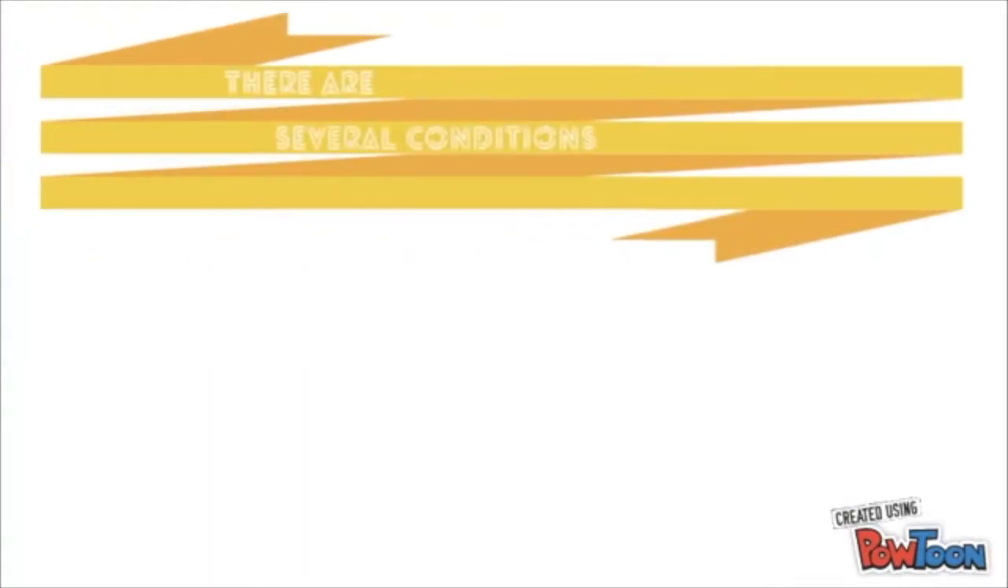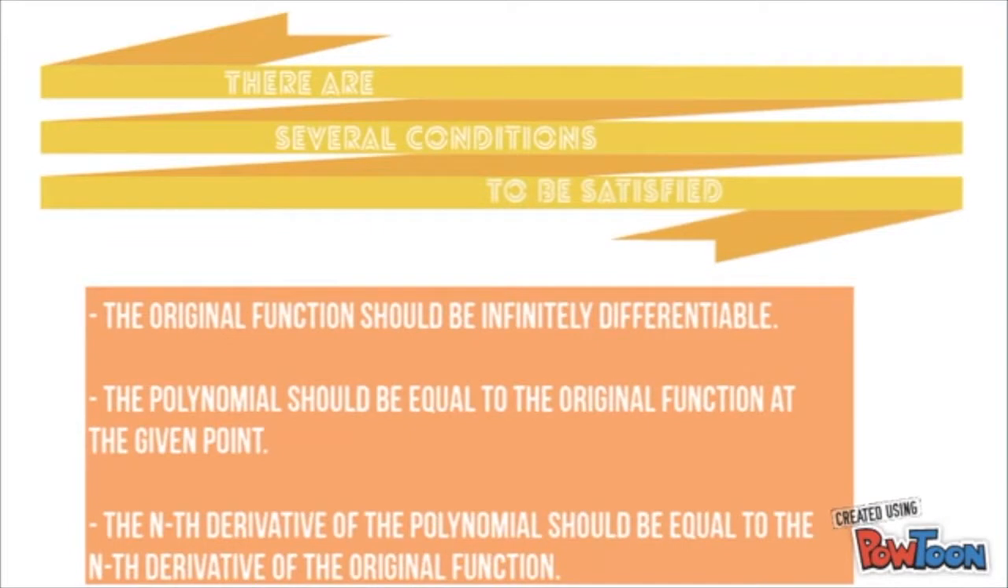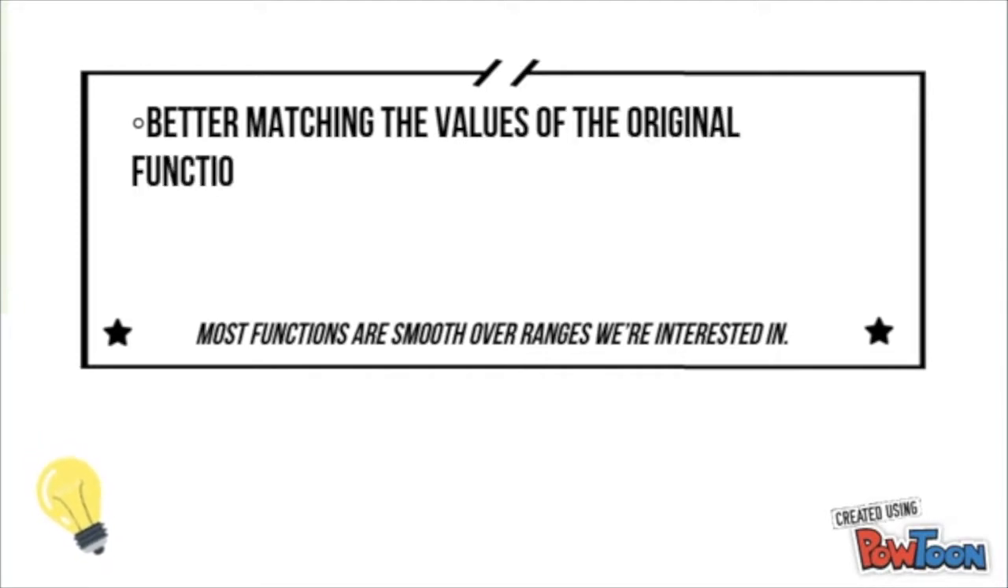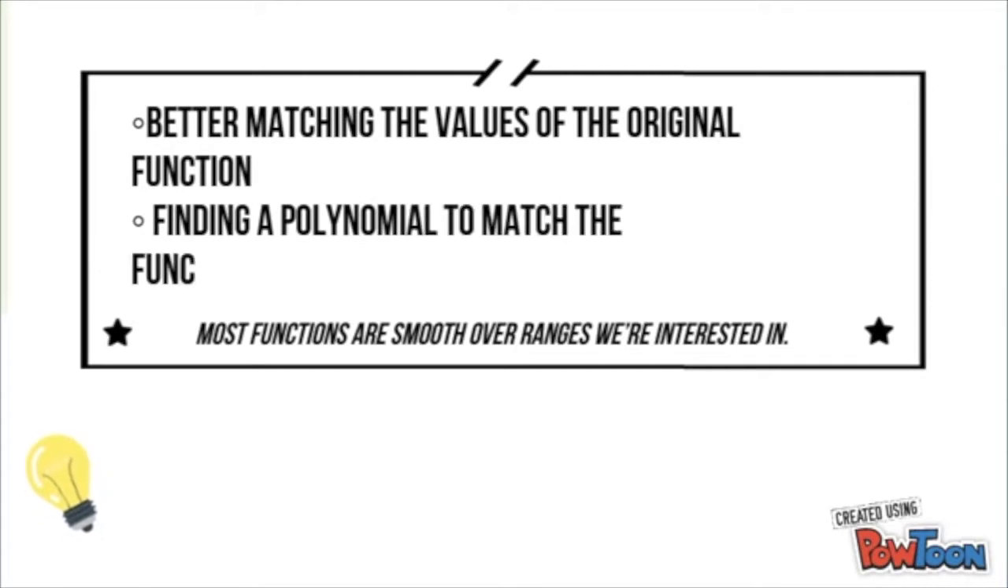First of all, the original function should be infinitely differentiable. Secondly, the polynomial should be equal to the original function at the given point. Then the nth derivative of the polynomial should be equal to the nth derivative of the original function. The idea behind the Taylor expansion is that we can rewrite every smooth function as an infinite sum of polynomial terms.